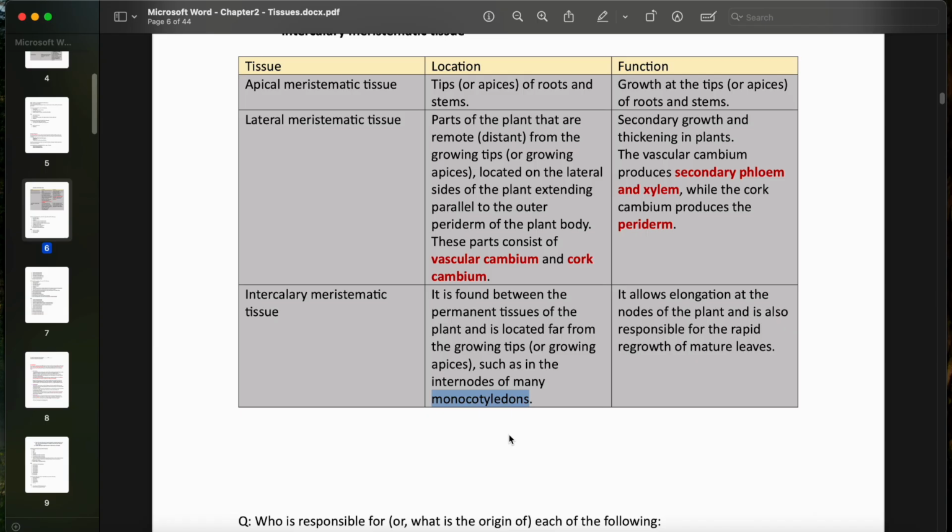The word monocotyledon means that it has only one cotyledon or one seed leaf in its seed. For example, a corn or rice or onion, etc. So the monocotyledon are like flowering plants with one seed leaf, parallel veins, and flower parts in threes.